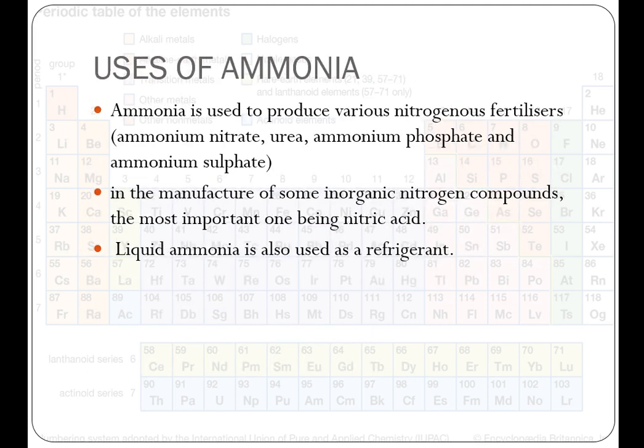Ammonia is used to produce various nitrogenous fertilizers such as urea, ammonium nitrate, ammonium phosphate and ammonium sulfate. Ammonia is also used in the manufacture of some inorganic nitrogen compounds, the most important being nitric acid. Liquid ammonia is also used as a refrigerant.